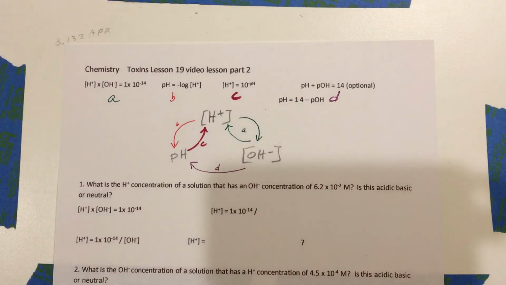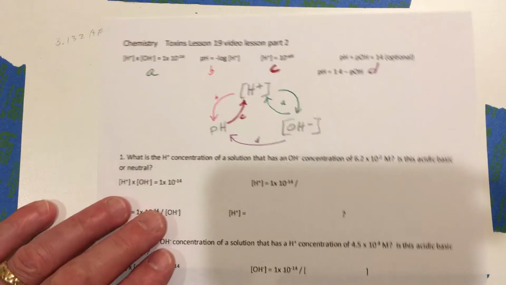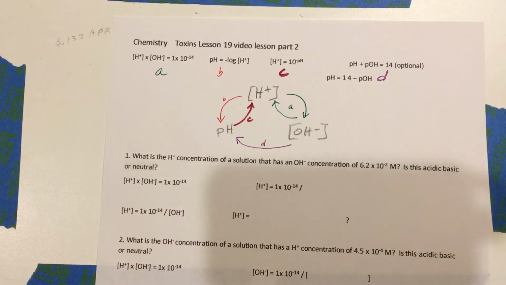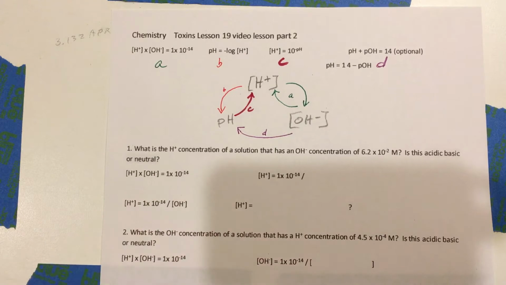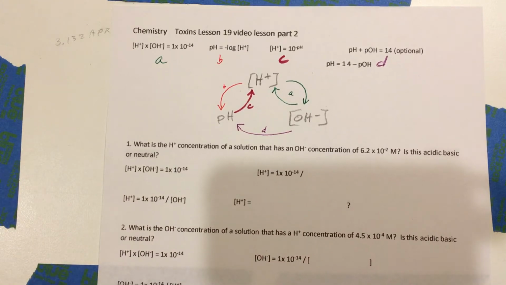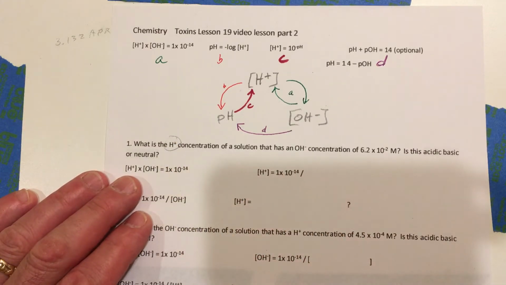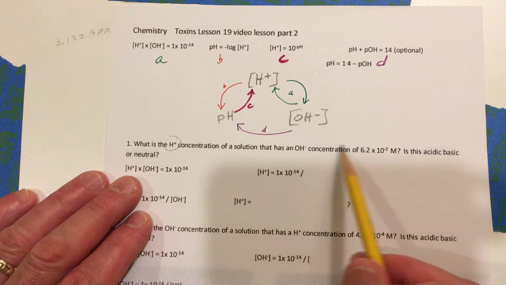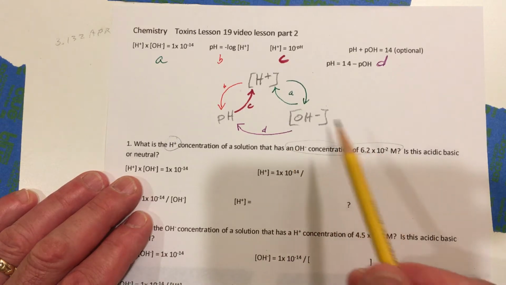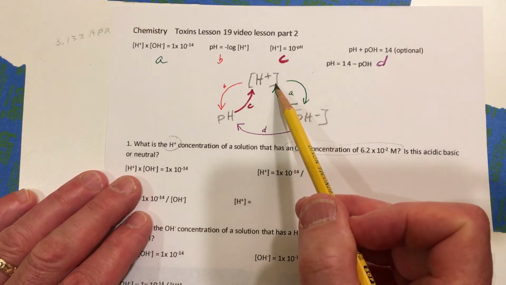All right, here we go. We want to solve this problem right here. What is the H plus concentration of a solution that has an OH minus concentration of 6.2 times 10 to the negative 2 molar? Is this acidic, basic, or neutral? So let's see. What's the H plus? That's what we want to know. And we're told this concentration right here. So it looks like we're going from here to here.